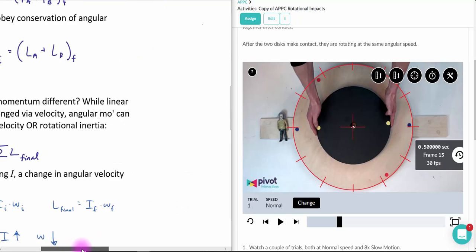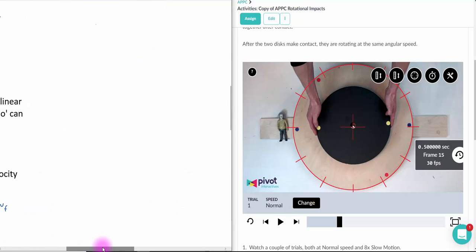Let's get some space over here on the side. So we can say that omega initial is going to be pi radians divided by 0.5 seconds, which is 2 pi radians per second, which would be equal to 6.28.